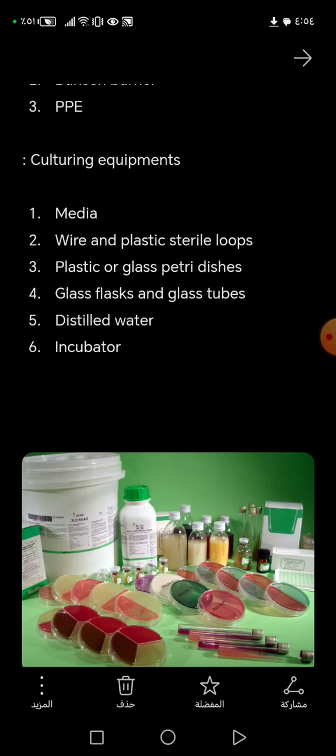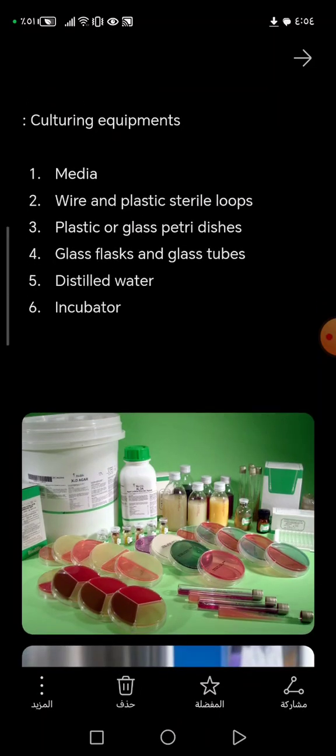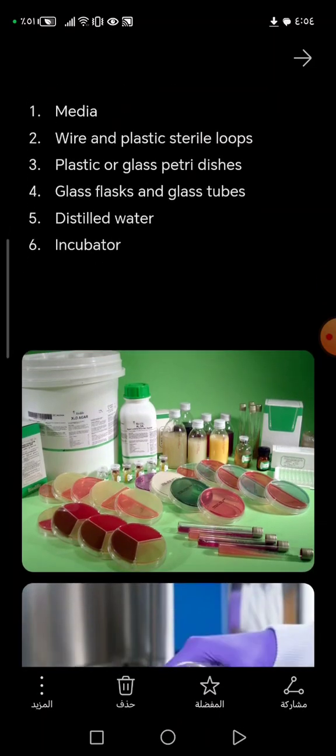We have different types of media such as MacConkey, blood, nutrient agar. We have a lot of types: XLD, Hektoen, enteric. I will explain them when we enter the diagnosis. I will explain about the types of media.